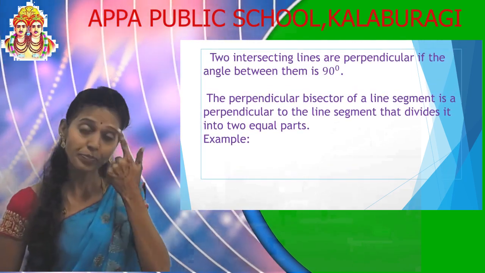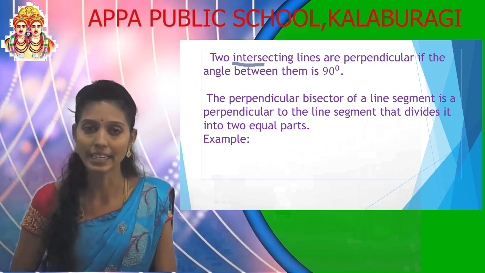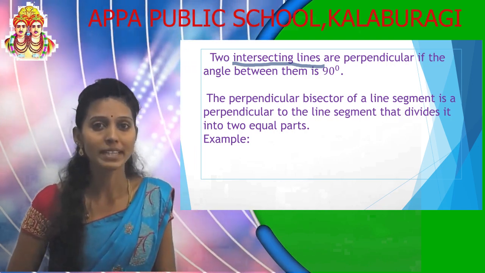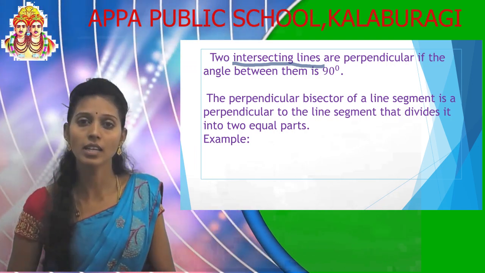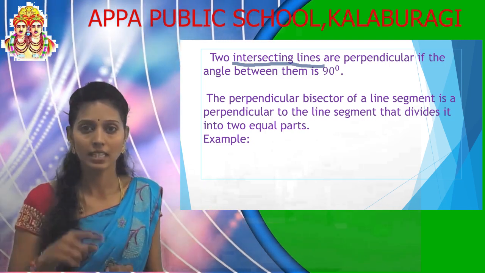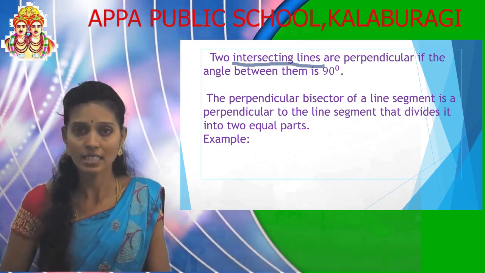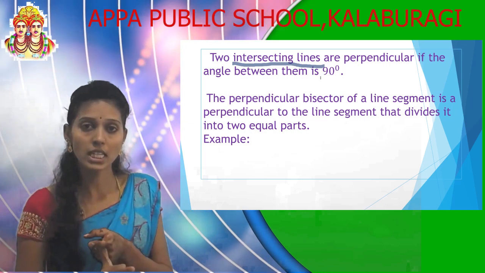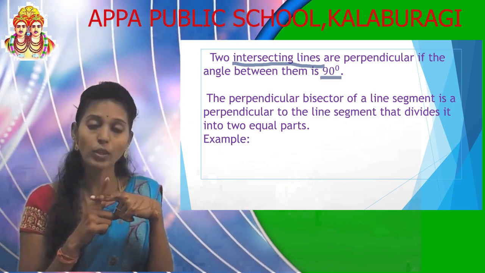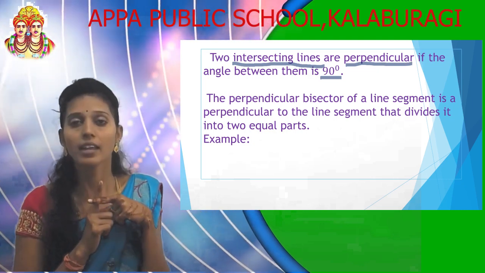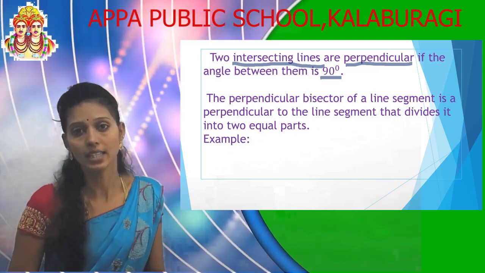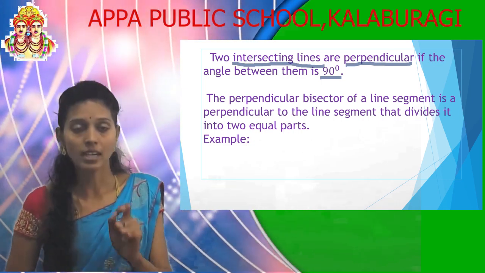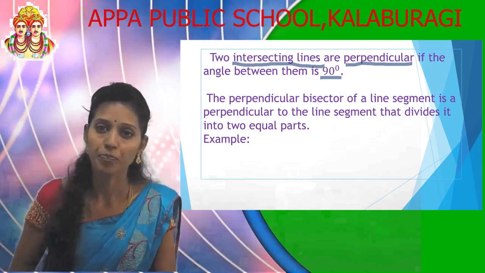Next, while explaining basic geometrical ideas, lines, intersecting lines have been explained, isn't it? What is meant by intersecting lines? When 2 lines intersect each other, it is known as intersecting lines. Here, if those intersecting lines intersect with 90 degree angle measurement, then they are known as perpendicular lines. The same intersecting lines will be known as perpendicular lines when the angle measurement is 90 degree.